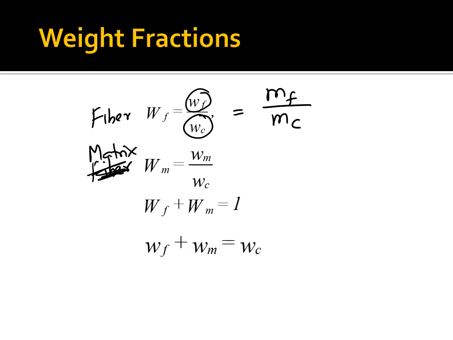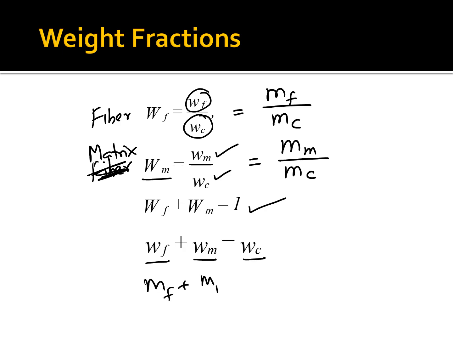So this is the definition of the matrix weight fraction, which is the weight of the matrix divided by the weight of the composite, or we can call it the mass of the matrix divided by the mass of the composite. And of course, the two weight fractions of fiber and matrix, or if you want to call them mass fractions, will add up to 1. And then the weight of the fiber plus the weight of the matrix will be equal to the weight of the composite. Or you can say that the mass of the fiber plus the mass of the matrix is equal to the mass of the composite. It depends on what you want to use. But again, keep in mind that the weight fractions are the same as the mass fractions.